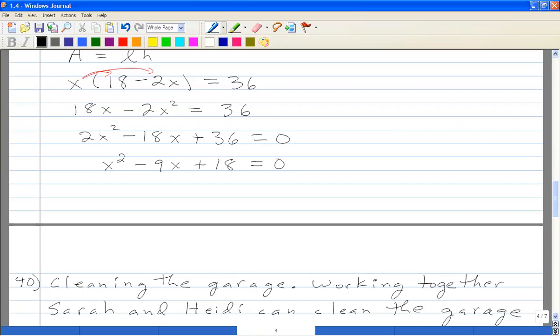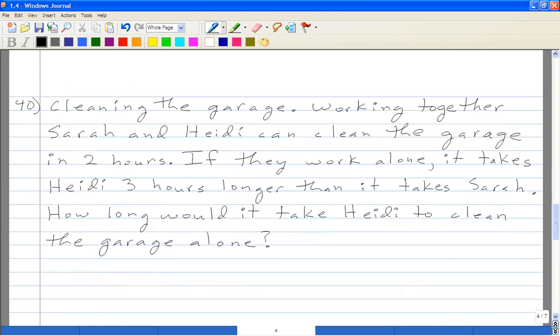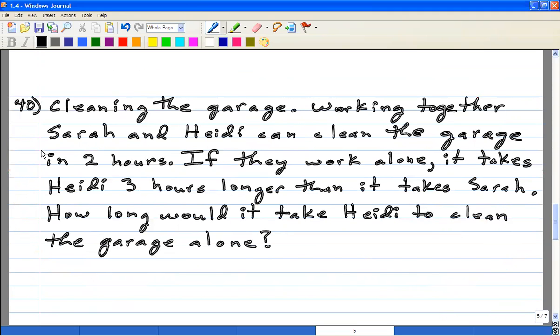I can factor this. This is a monic quadratic trinomial, so I should be able to easily factor this. So this is just x, x. Drop down the minus, times plus is minus. So in this case, I want two whole numbers whose product is 18 and whose sum is 9. So 6 and 3. And let me put the factor with larger absolute value first. Let me bring this down.